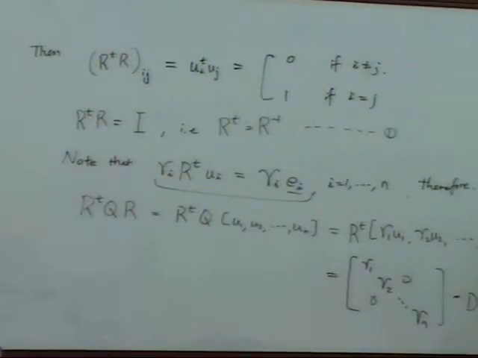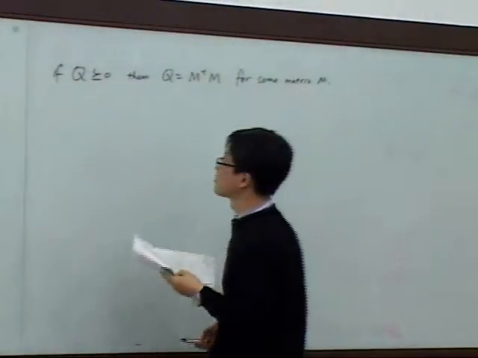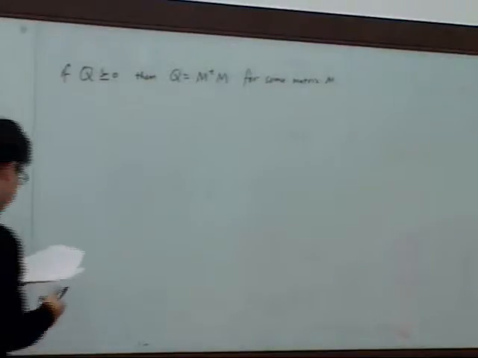Okay. Another one. If Q is positive semi-definite, then Q is equal to M transpose M for some matrix M. If Q is a square matrix and also positive semi-definite, then there is some matrix M, and we can decompose our Q matrix into M transpose M. Proof.